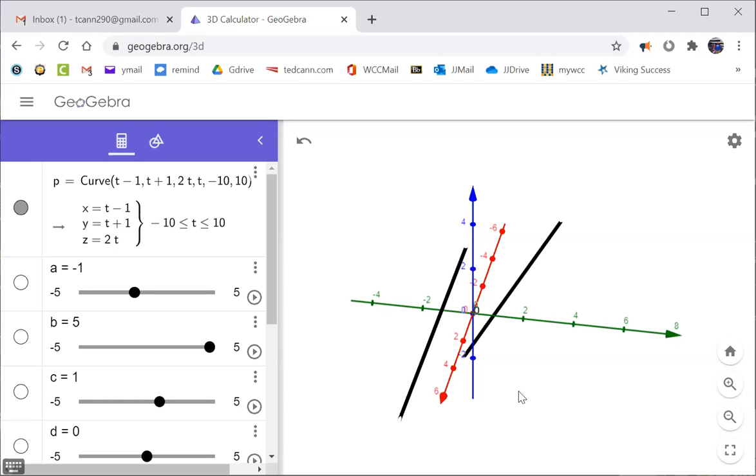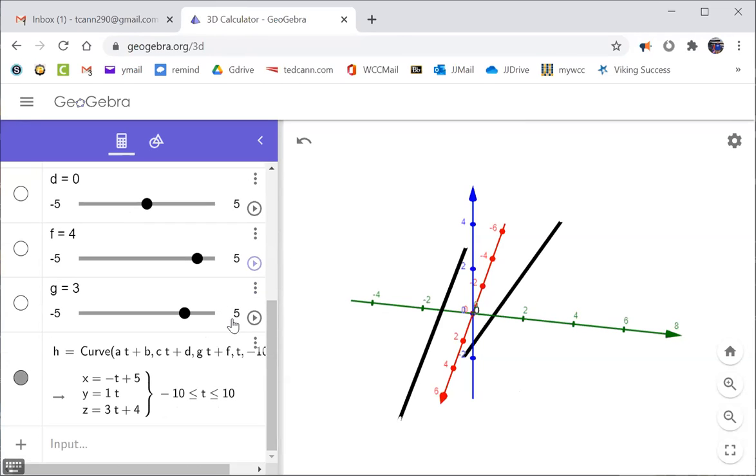And line M scrolling. Negative t plus 5, t, and 3t plus 4.